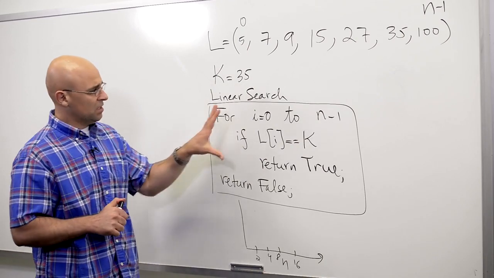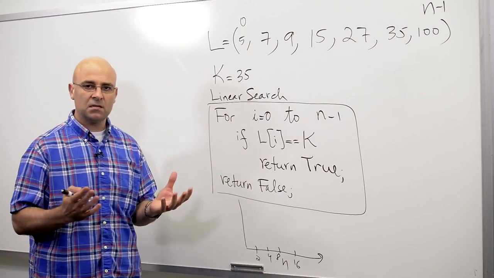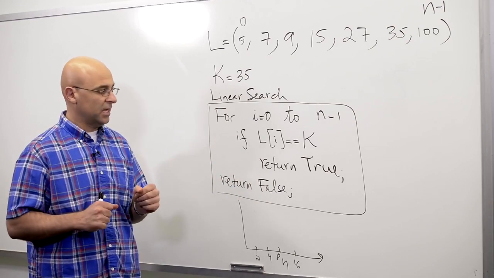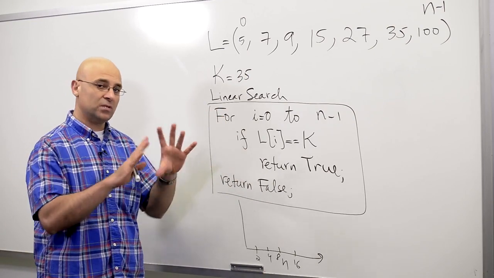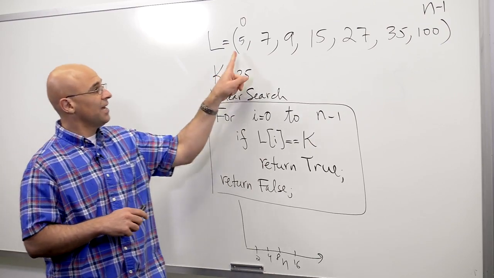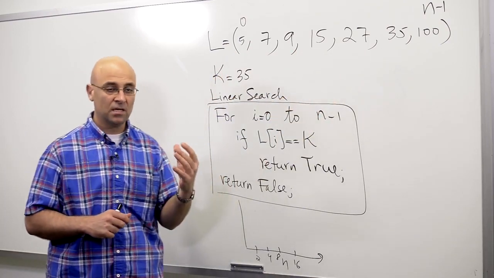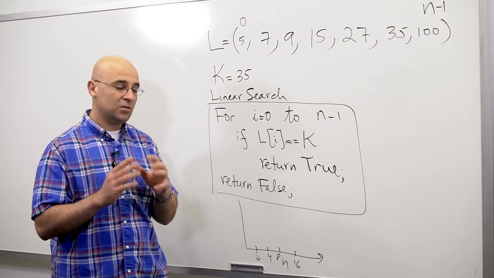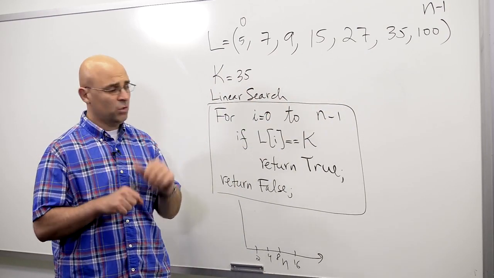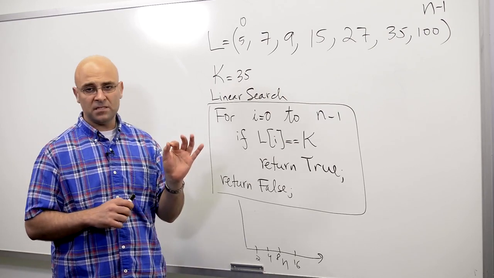Now, this algorithm is fine. Linear running time is fine, no problem with that. But one of the things that this algorithm is not taking into consideration is that I said the list is already sorted, in ascending order. Can we use that fact to make our algorithm more efficient? And the answer is yes.